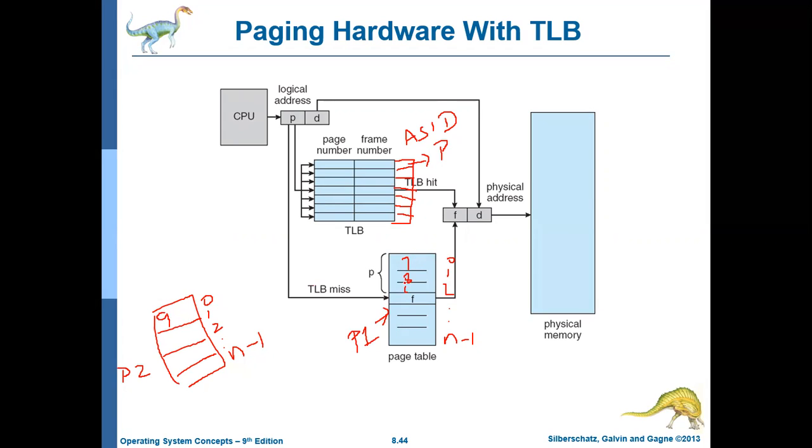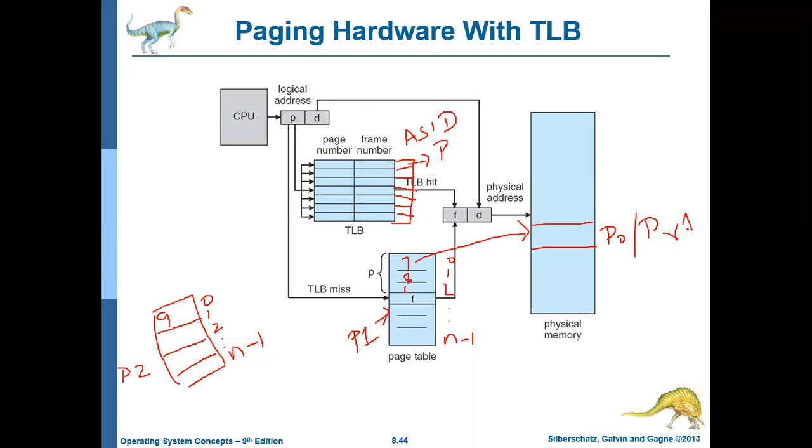Whatever frame appears in process 1 will not appear for process 2, because a frame refers to the physical memory. I think you are getting it. So these two will not match. This will refer to frame 7, meaning the seventh frame of physical memory. It is for page 0 of process 1.